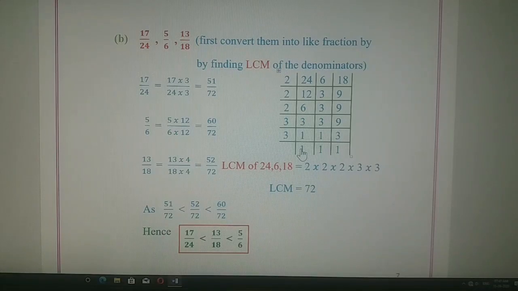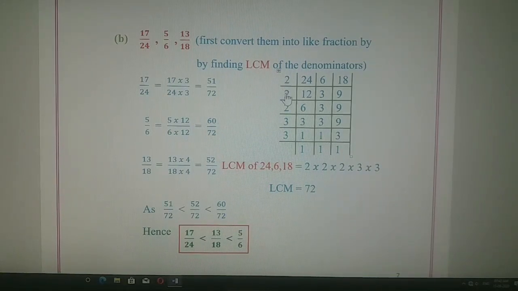And this one we copy down, and this one also we copy down. This long division we have to continue doing till all the numbers in the last row become 1. Now the last row is 1 in each of the numbers column. Hence the LCM will be the extreme outer column. The outer column is 2, 2, 2, 3 and 3. So these numbers when multiplied will give the LCM.